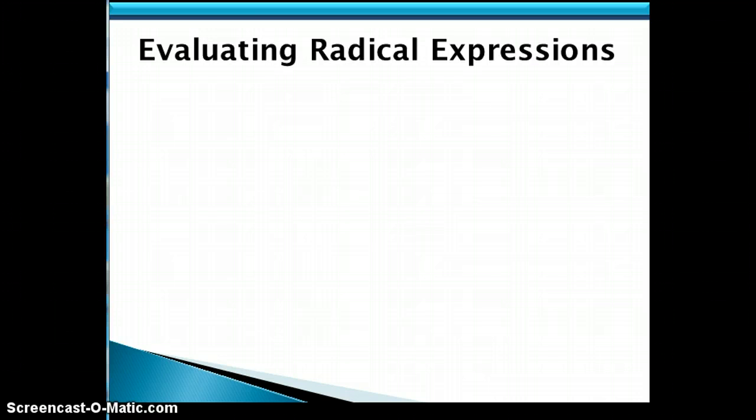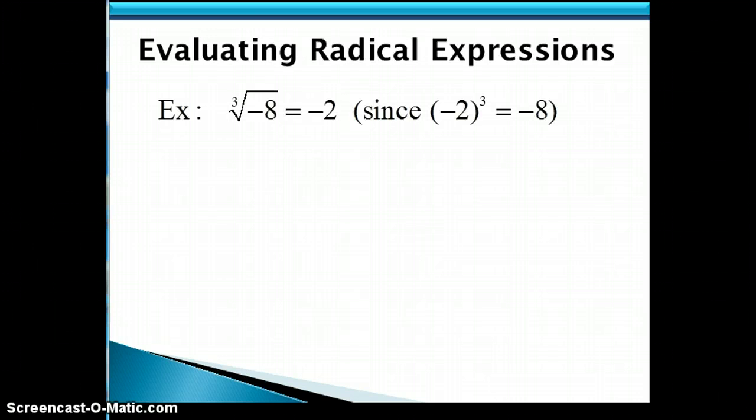So let's look at evaluating some cube root expressions. The cube root of negative 8 is equal to negative 2, since negative 2 cubed is equal to negative 8. Note that this is different than with square roots, where if we tried to take the square root of a negative number, we saw that there is no real number that would be equal to, because you can't square any number and get a negative result. But you can cube a number and get a negative result, as we can see here. And so you can take the cube root of a negative number.